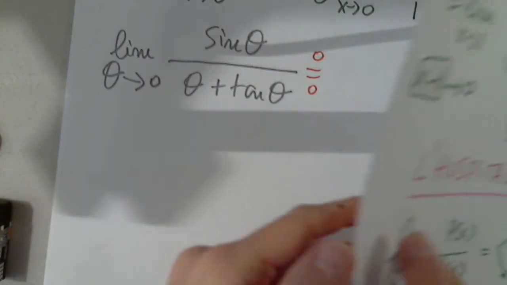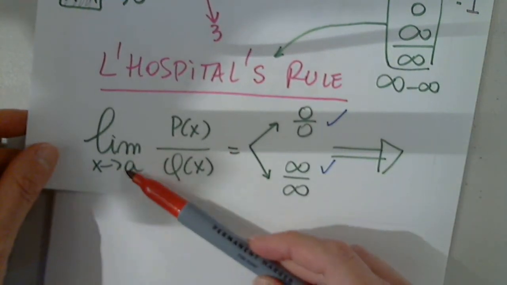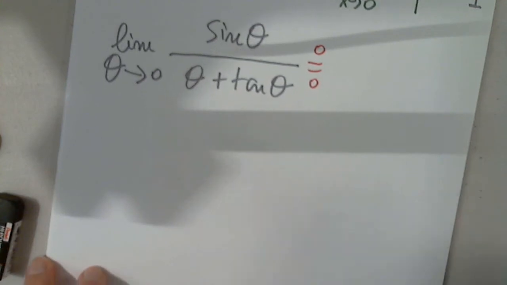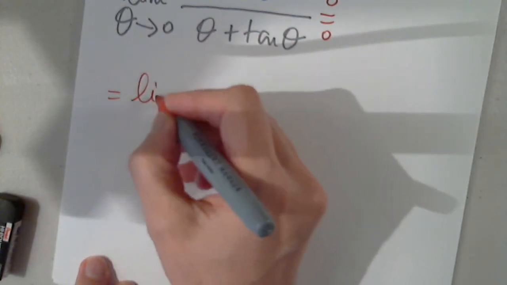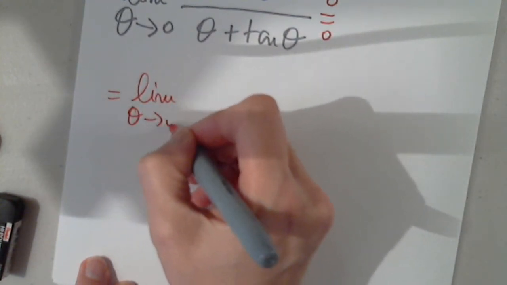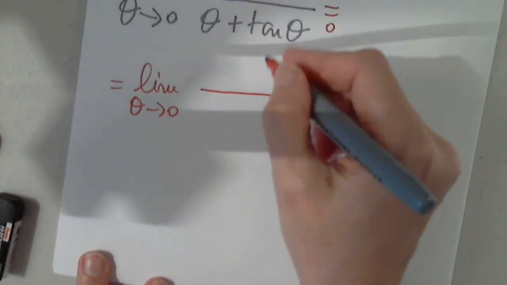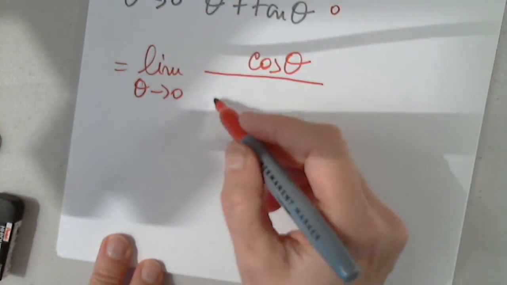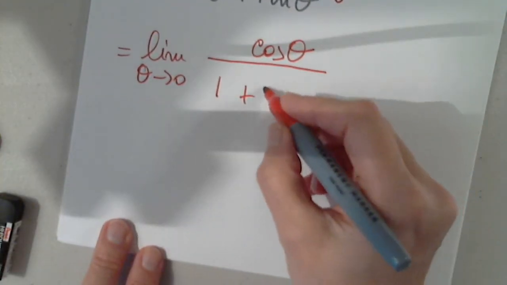Yay! I like it. Because L'Hopital's rule says that if I have to find the limit of a ratio and I get one of these two forms, I can simply differentiate the top and the bottom. I'm not applying the quotient rule. I will never do this to a function, ever. But it's inside a limit, and I'm allowed to. Sine prime is cosine theta, theta prime is 1, plus tangent prime is secant squared.